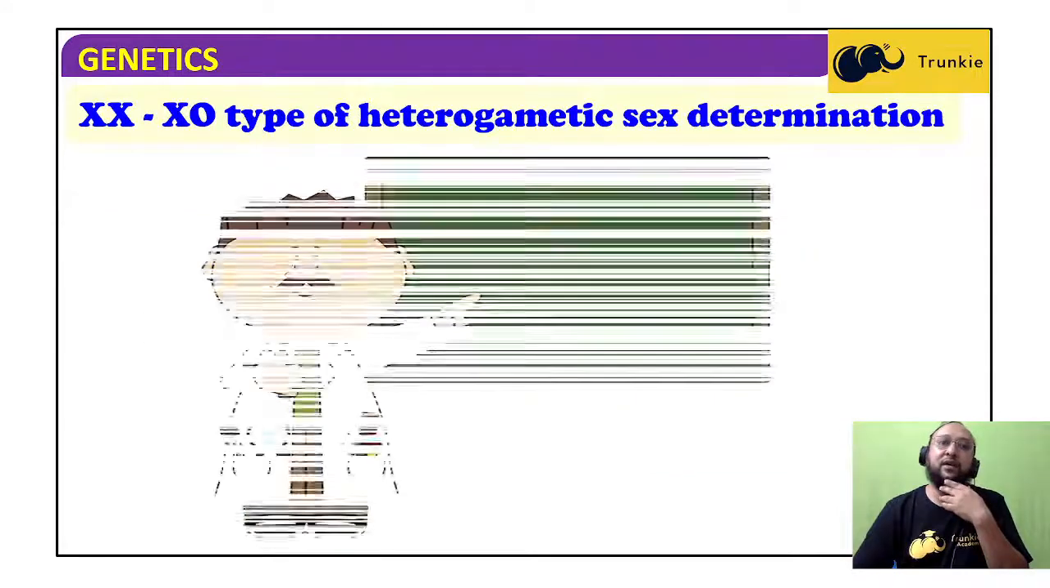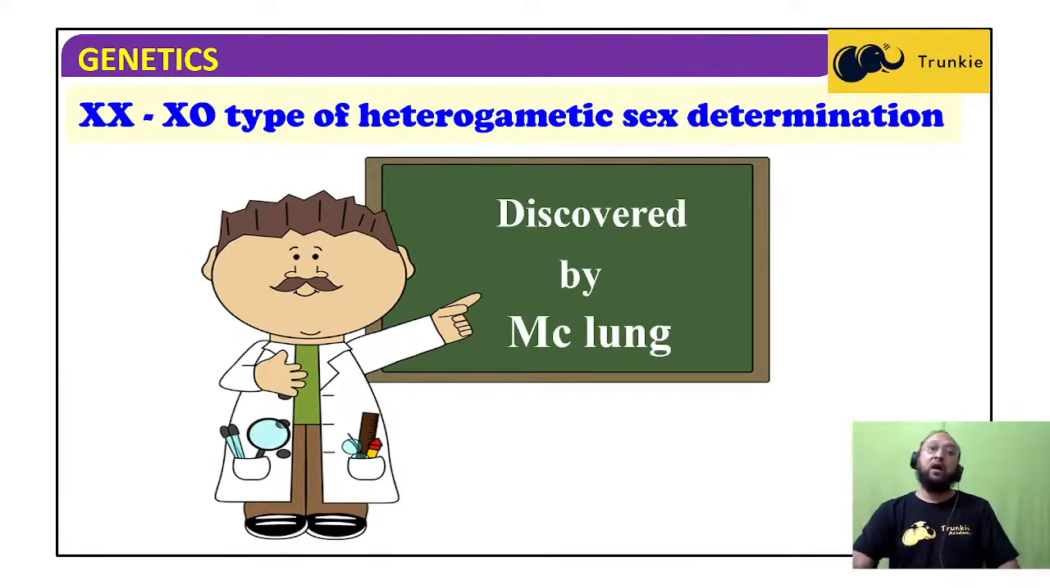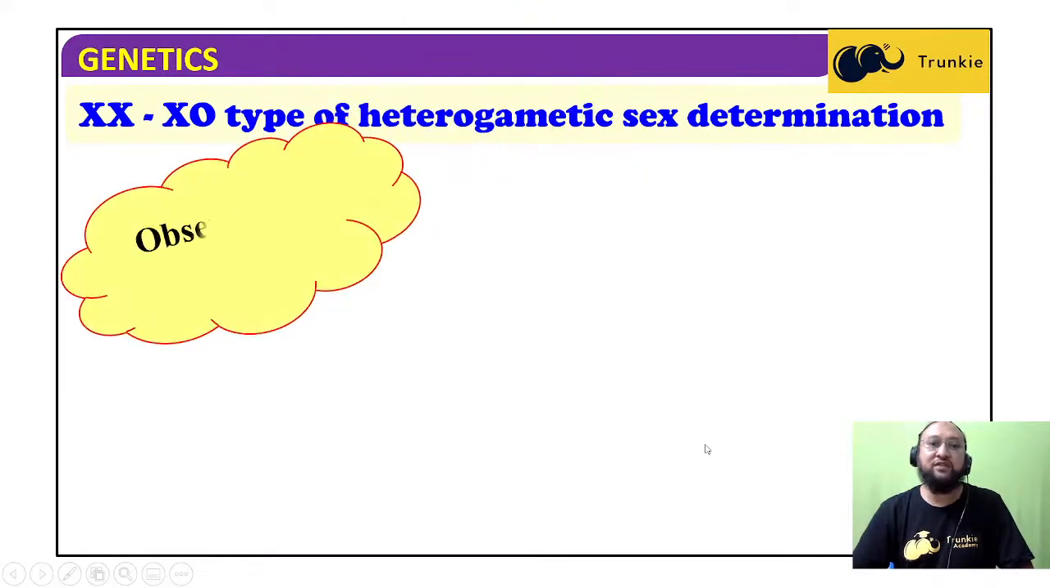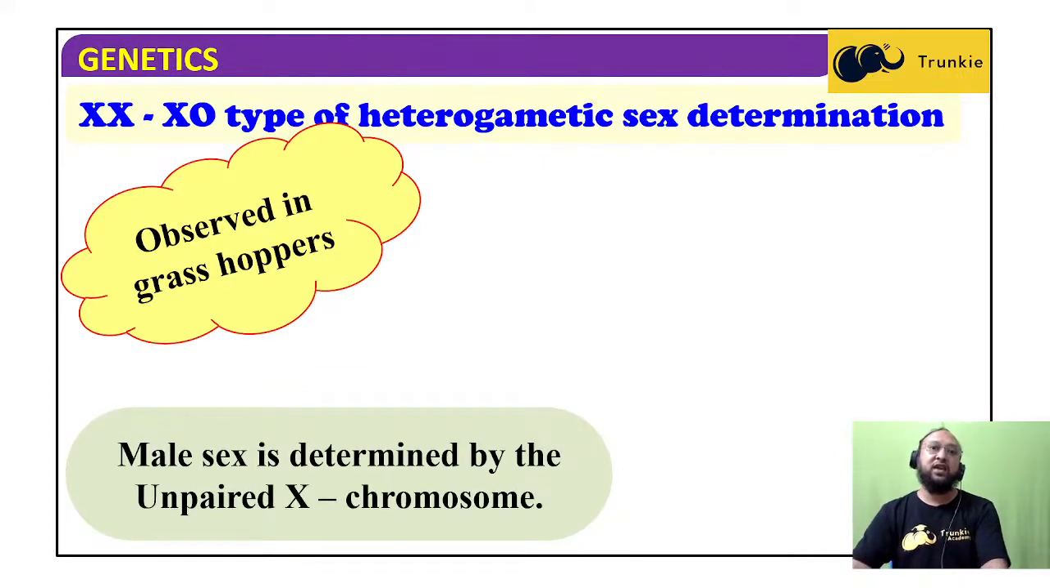These are the different ways of determining sex. XX or X0 type of sex determination, which we will see, was discovered by McClung. After doing some research, the scientist came to know that there is another way of determining sex, XX and X0. It was observed in grasshopper. He studied extensively the grasshopper testis and its gametes, and male sex is determined by the unpaired X chromosome. So here only X0 is the male and XX is the female.